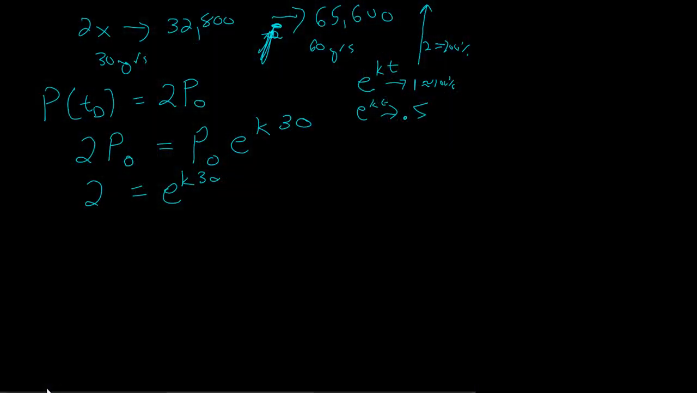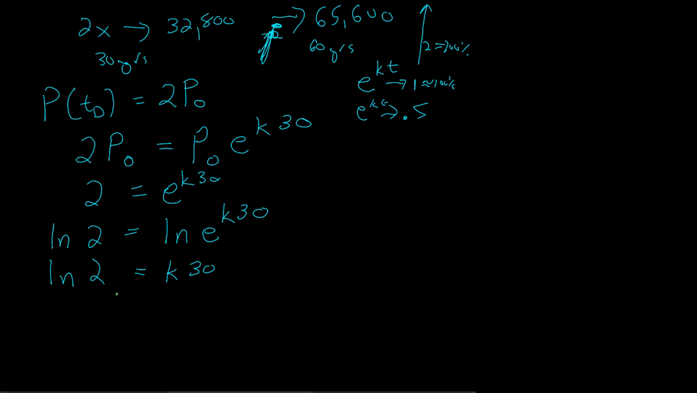So let's do that. So we'll take the natural log of both sides, because we can do that. Well, the natural log of something to the base of the natural log cancels, and I get k times 30 equals the natural log of 2. And the natural log of 2 is a number. It's actually a number that pops up a lot. That's why I quoted it as 0.69.